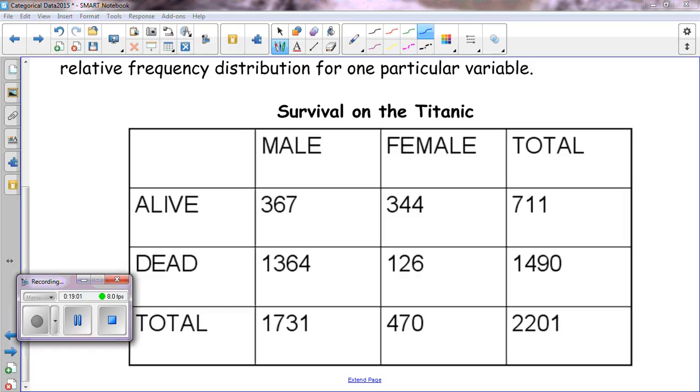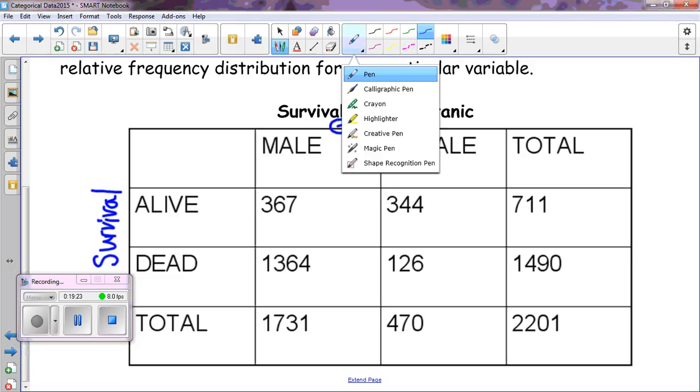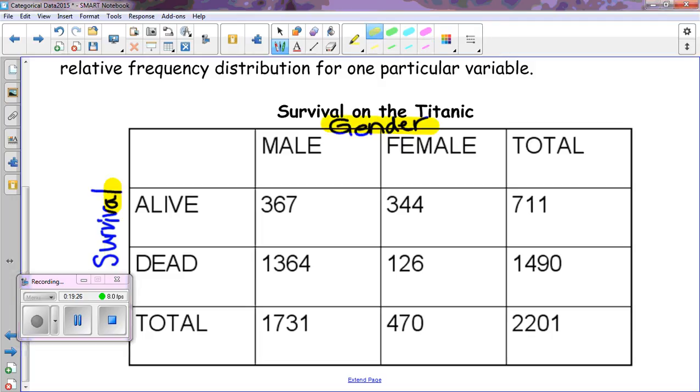I think survival is a great way to say that. So we're going to call this the survival category. They either are alive or dead. I agree, Zachary. And then how about the other variable that's being measured? Gender. Good. Because you're either a male or you're a female. So the two variables being measured are the gender and whether or not you survived the Titanic disaster. Two different variables, and they relate to each other. It's a way to organize the information.